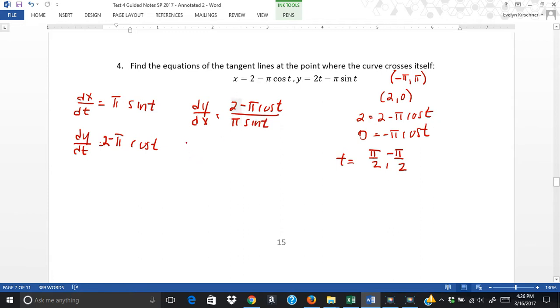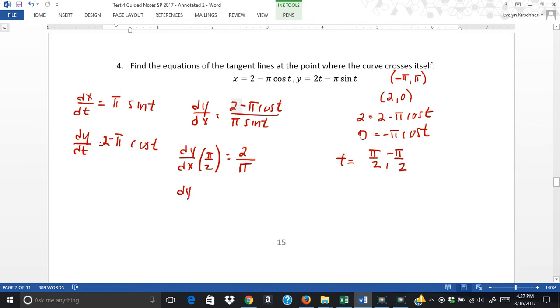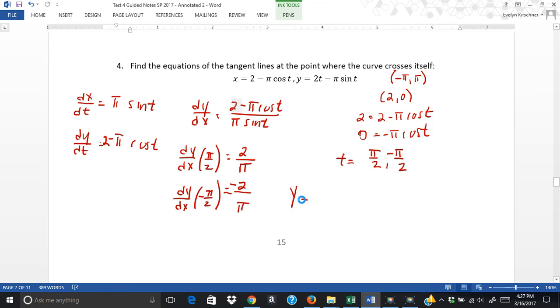So I need to look at my two values. The dy/dx at pi over 2 is 2 minus 0 over pi times 1, so it's 2 over pi. And at negative pi over 2, it's going to be 2 minus 0 again, over pi times negative 1, so negative 2 over pi. So my equations are going to be y equals 2 over pi x minus 2, and y equals negative 2 over pi x minus 2, for the equations of the tangent lines where it crosses.